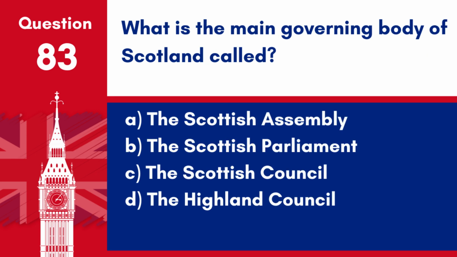Question 83. What is the main governing body of Scotland called? A. The Scottish Assembly. B. The Scottish Parliament. C. The Scottish Council. D. The Highland Council. Answer: B. The Scottish Parliament. The Scottish Parliament is the devolved national legislature of Scotland, located in Edinburgh.